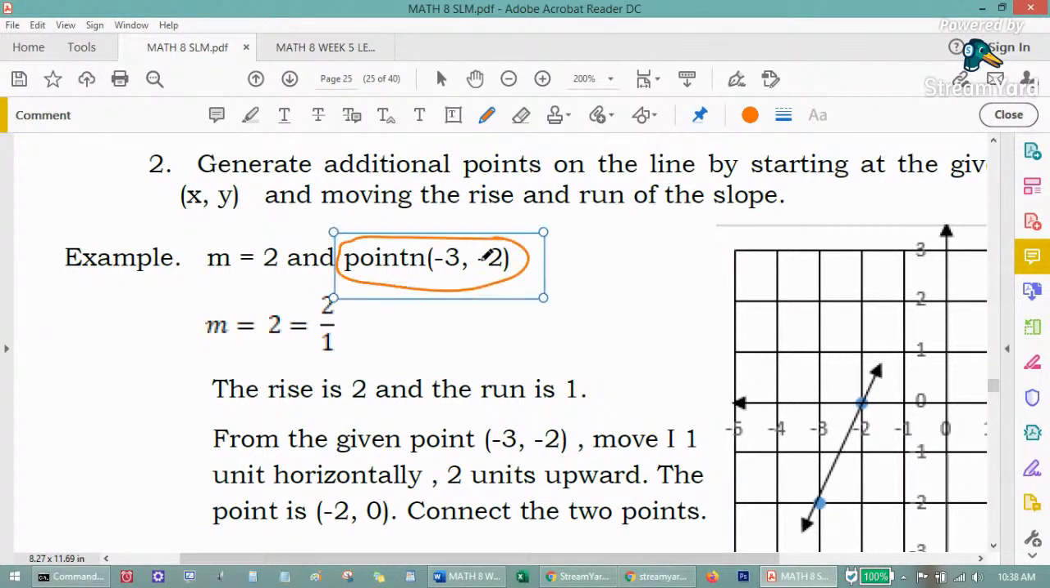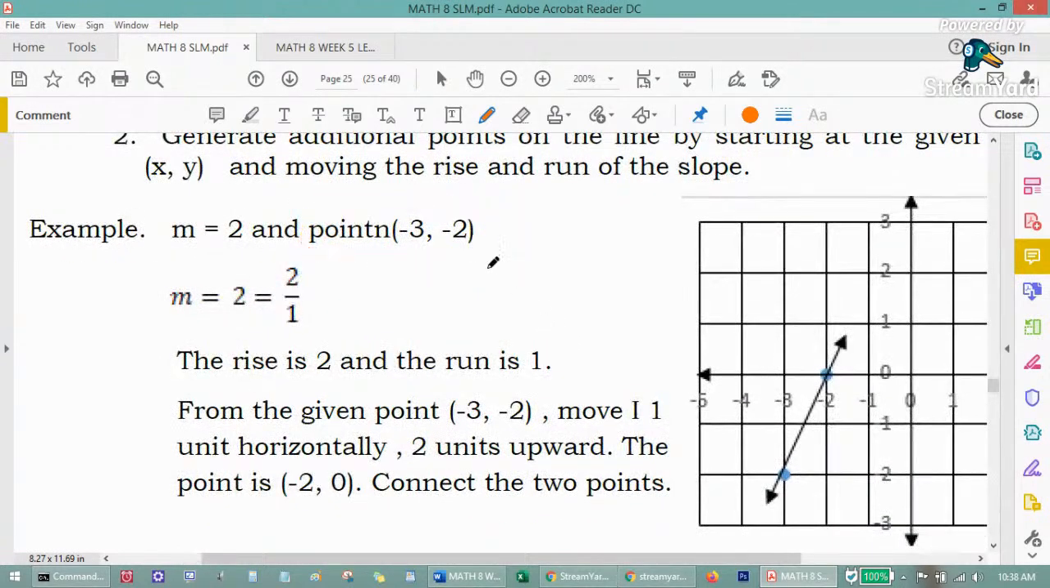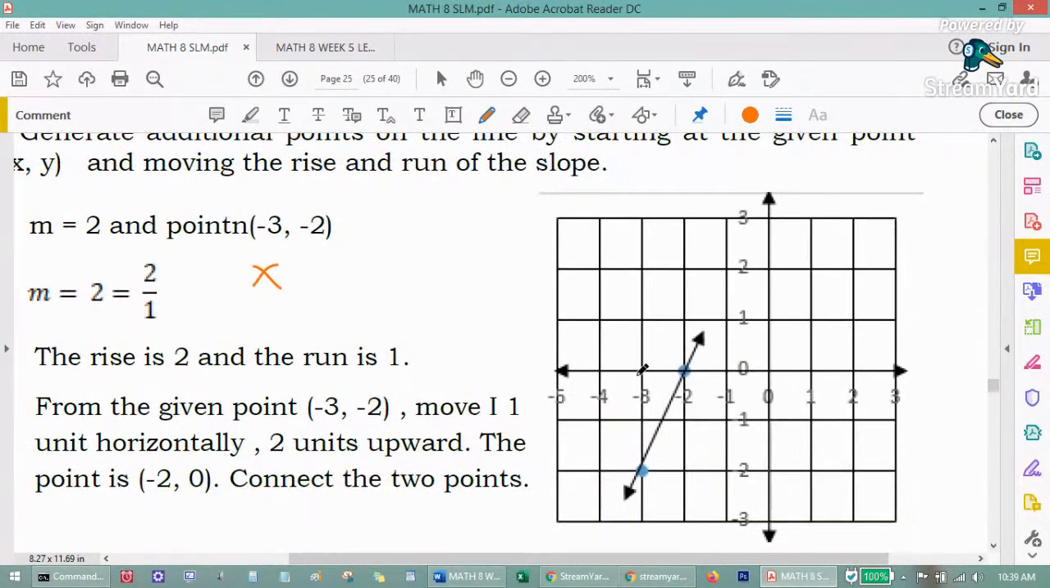Nasaan ba yung point? Yung point is nasa x is negative 3. Hanapin muna natin yung x. X is negative 3. So, ito yung x natin, ano? Ito yung x natin. Nasa negative 3 ng x. So, ito yung 0, negative 1, negative 2, negative 3. Okay? So, ito yung negative 3 ng x.